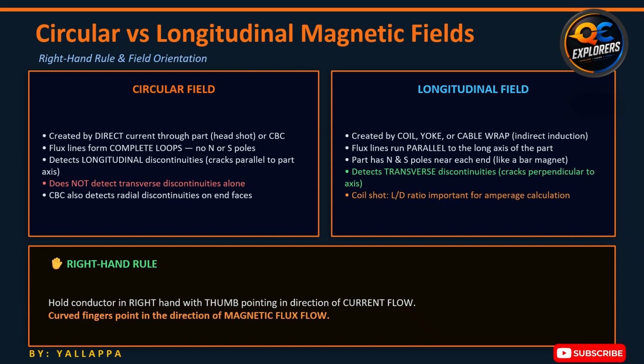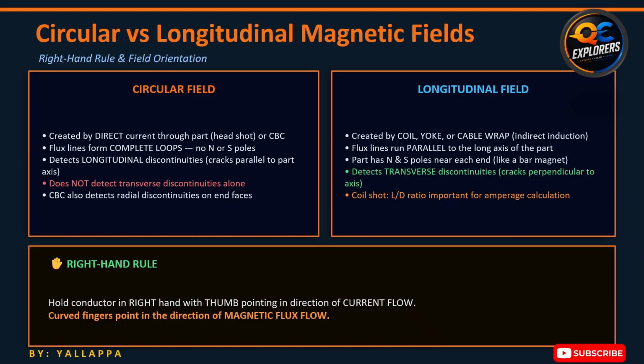The important point is that equipment names are not enough. A yoke creates a longitudinal field. A head shot creates a circular field. A central bar conductor creates a circular field in the surrounding component. A coil creates a longitudinal field.